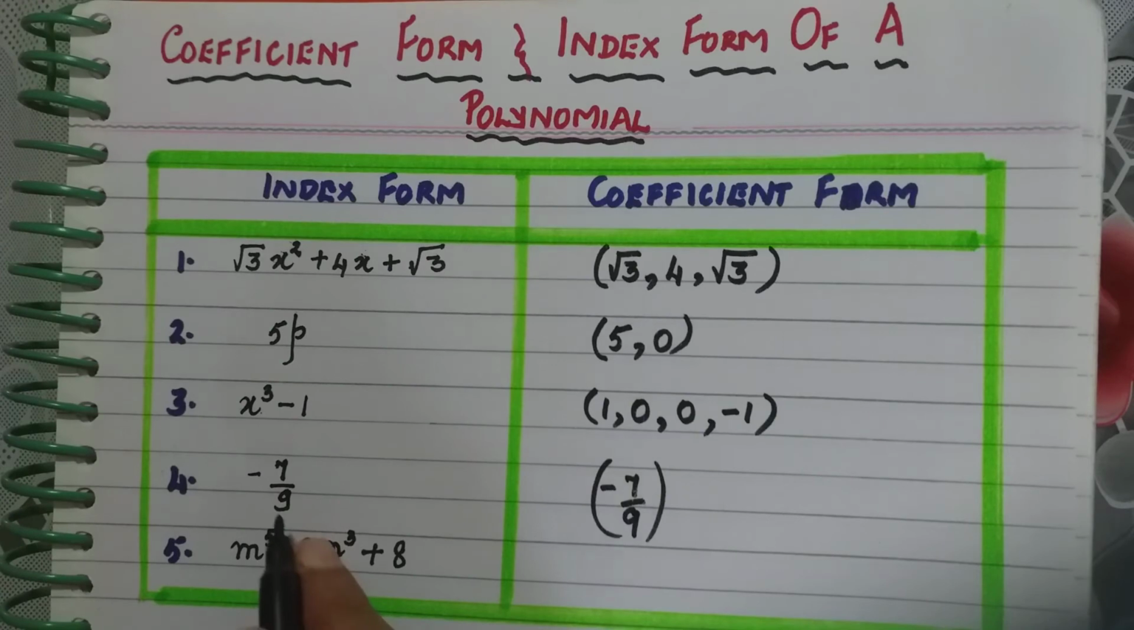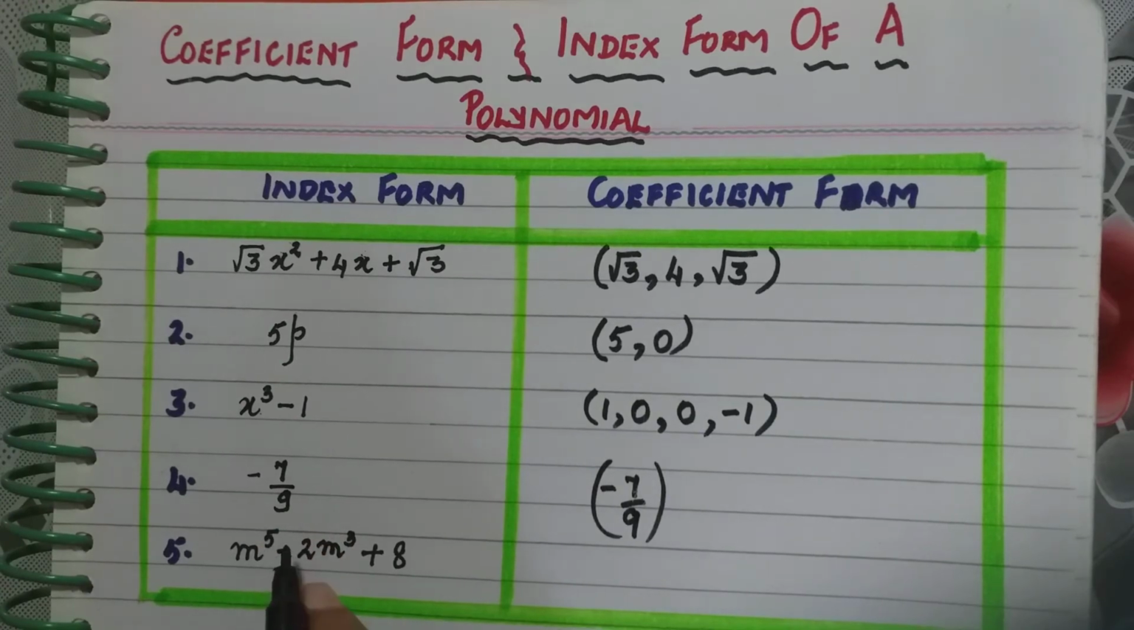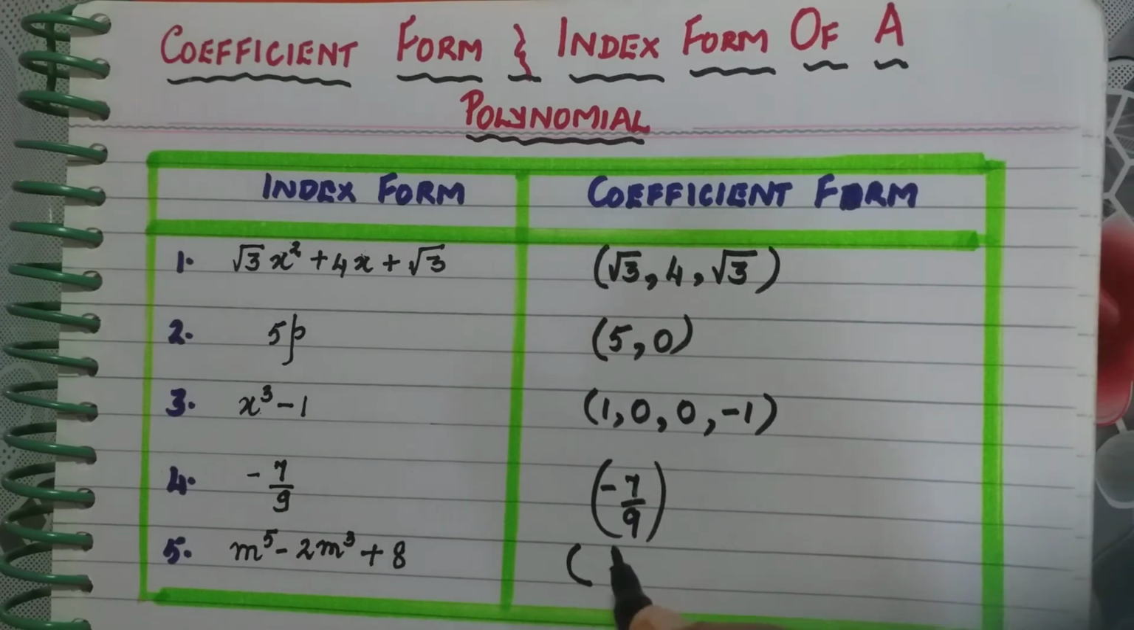Next one, we have m raised to 5. After 5, the next part should have been 4. But for 4, that number is not represented at all. So that will be represented as 0. The coefficient of m raised to 4 will be 0. Of m raised to 3, what is the coefficient? Minus 2. M raised to 2, what is the coefficient? 0. M raised to 1, what is the coefficient? 0. And then 8.